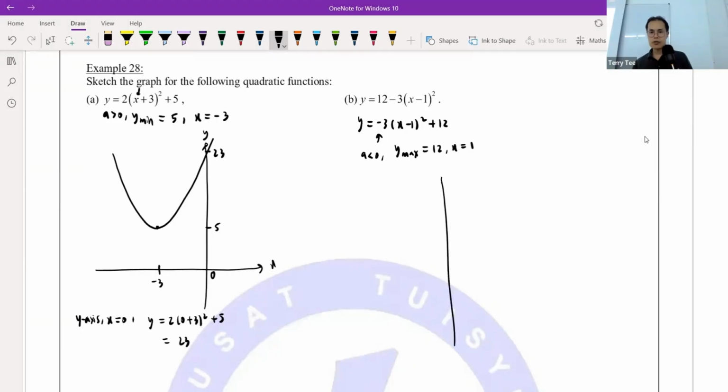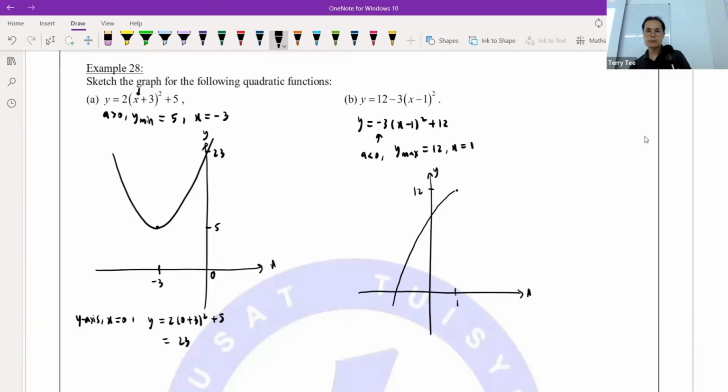So let me do a sketch. Oops. Sorry, my line is not very straight. So here, this is 1. This is 12, and it's a maximum. It's not a minimum, it's a maximum. So the graph should go up, touch 1 point, come back down. Okay, this part is a bit ugly. Let me just adjust it. Okay, not too bad.